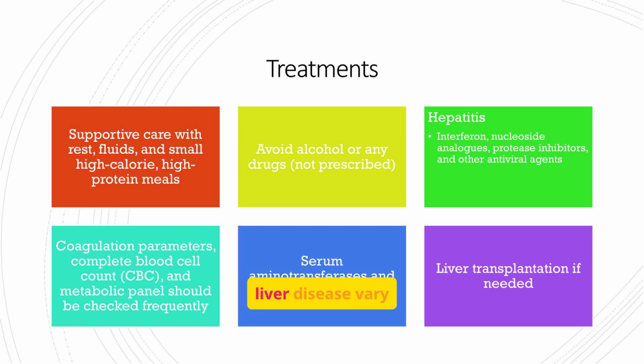Treatment options for liver disease vary depending on the cause and severity. Supportive care includes rest, fluids, and small, high-calorie, high-protein meals. Avoiding alcohol and non-prescribed drugs is crucial. Hepatitis treatment may involve interferon, nucleoside analogs, protease inhibitors, and other antiviral agents. Monitoring coagulation parameters, CBC, and metabolic panel is essential, and liver transplantation may be necessary in severe cases.